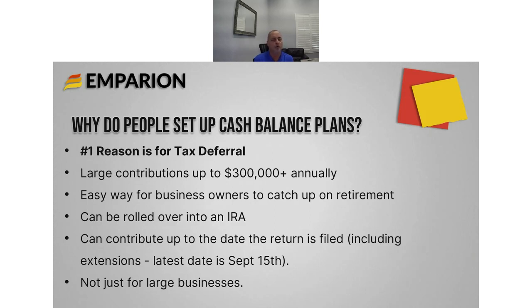They also can be rolled very easily over into an IRA. So your typical exit strategy is going to be to make these contributions while you have the earnings and the capabilities to do so. Once you get to a point where you don't need the plan anymore, you can terminate and roll it over into an IRA. You also can contribute up to the date you file your tax return, with the latest date being September 15th. Most of our clients are S corporations, and so these plans will work very well for them with that funding date of September 15th.